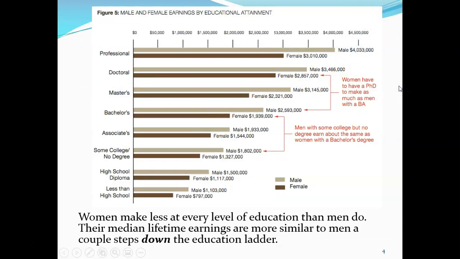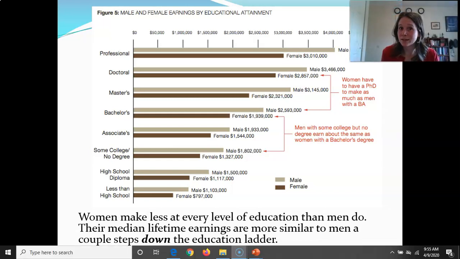So another way to visualize this is looking at it arranged differently. And what this chart is showing is that women are making less at every level of education than men do. That other chart showed that as well. And women's median lifetime earnings are more similar to men's a couple steps down the education ladder. So this idea of women having to have a PhD to make as much as men with a bachelor's, and men with some college but no degree earning about the same as women with a bachelor's degree. So education pays off, but it pays off a lot better for men.